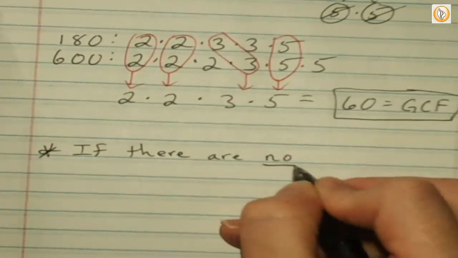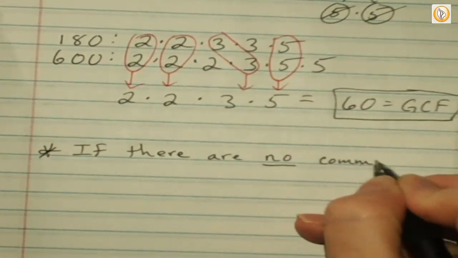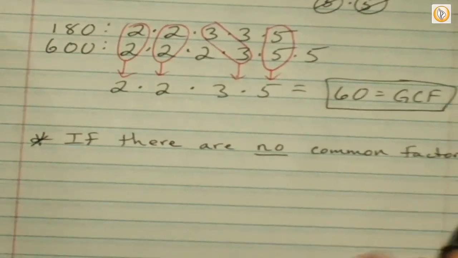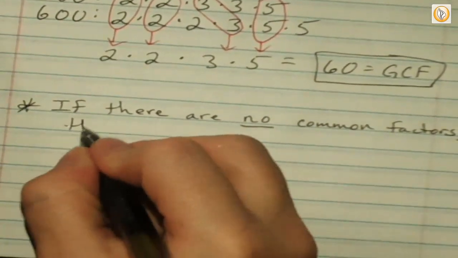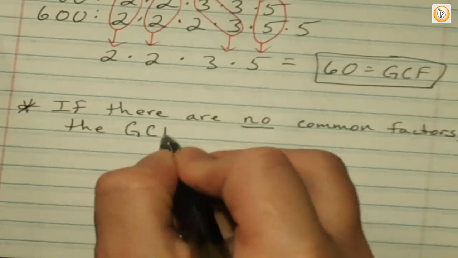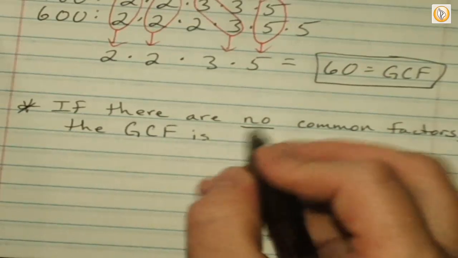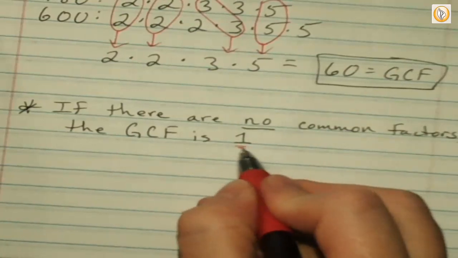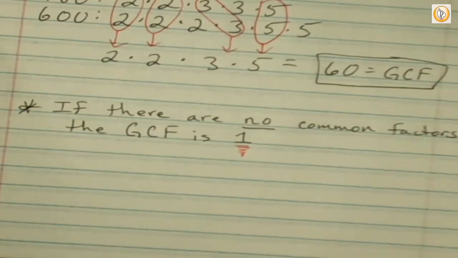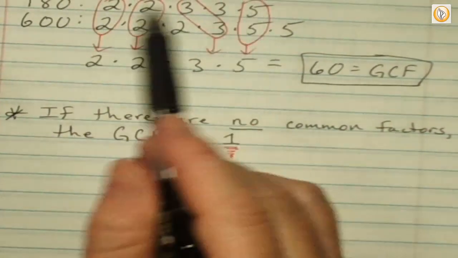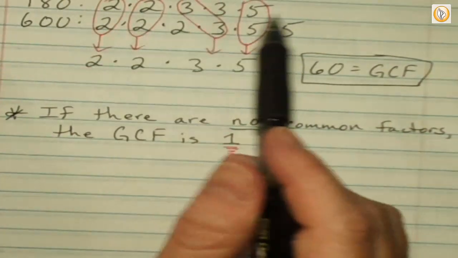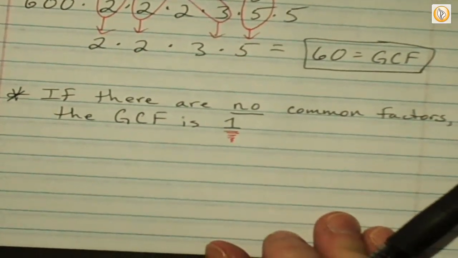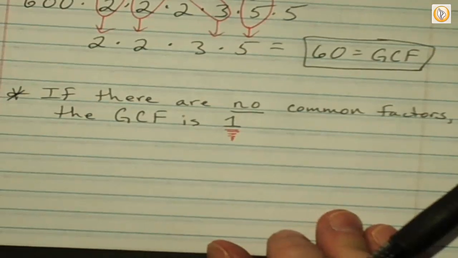If there are no common factors, the GCF is 1. So if you listed all these prime factors and they have nothing in common, then the GCF is 1.